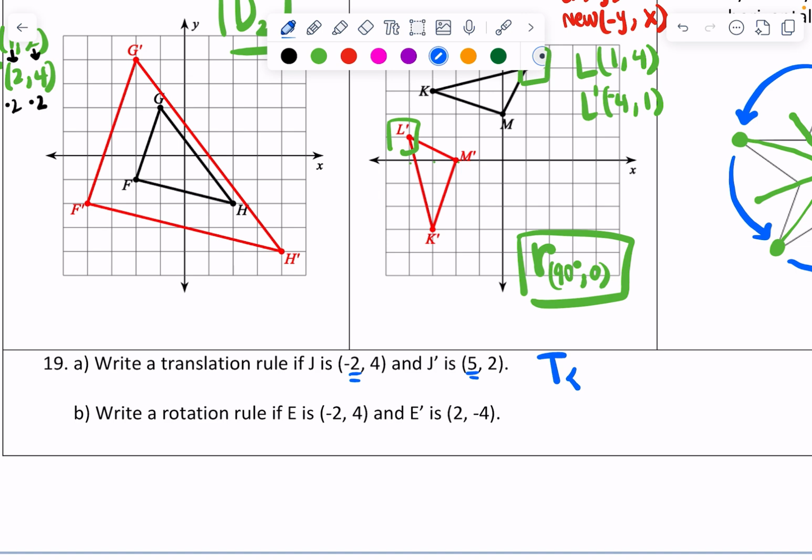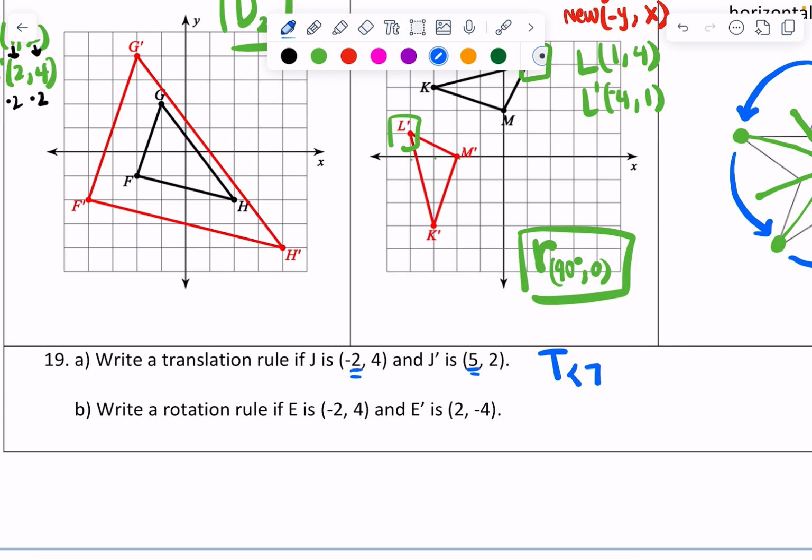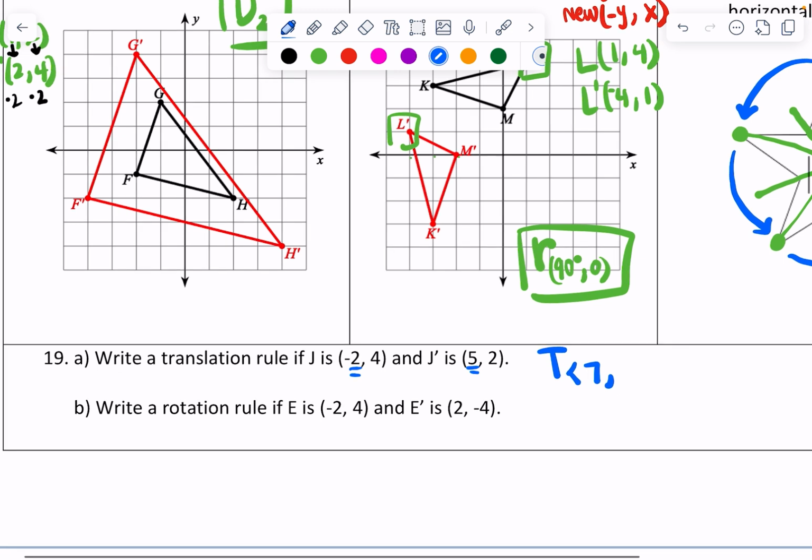We added 7 on the x. So if you need to count, negative 1, 0, 1, 2, 3, 4, 5. That is 7 units. We moved on the x-axis to get from negative 2 to 5. And then for our y's, how do we move on the y? How do we go from 4 on the y-axis to 2? We subtracted, and we went down 2. So that is our translation rule.